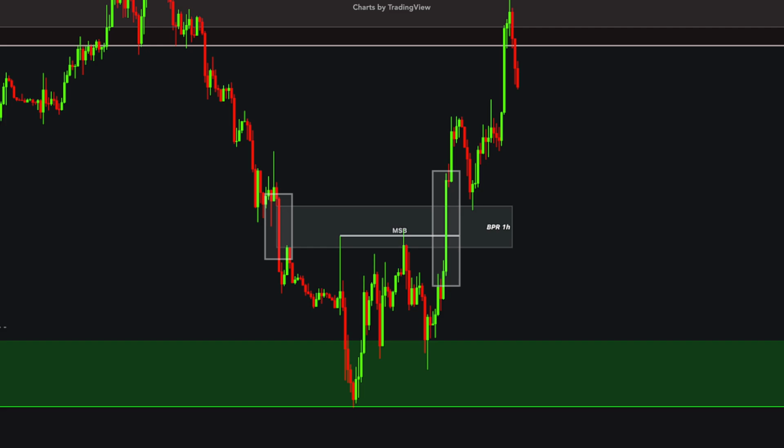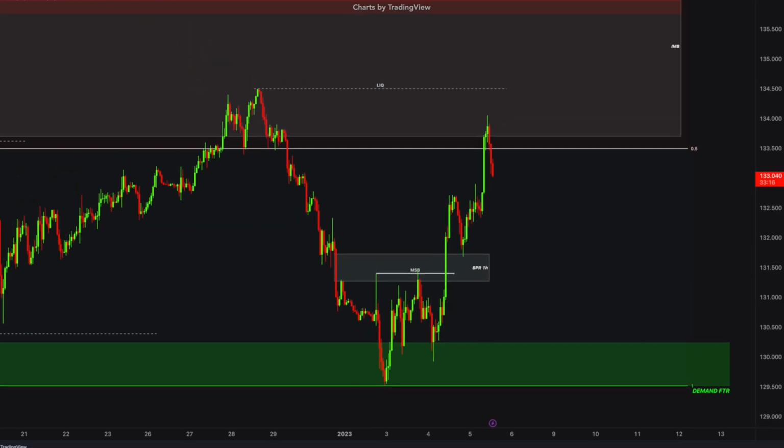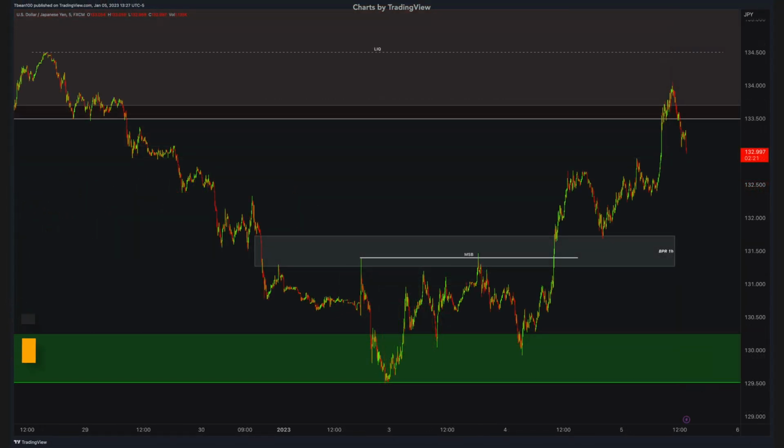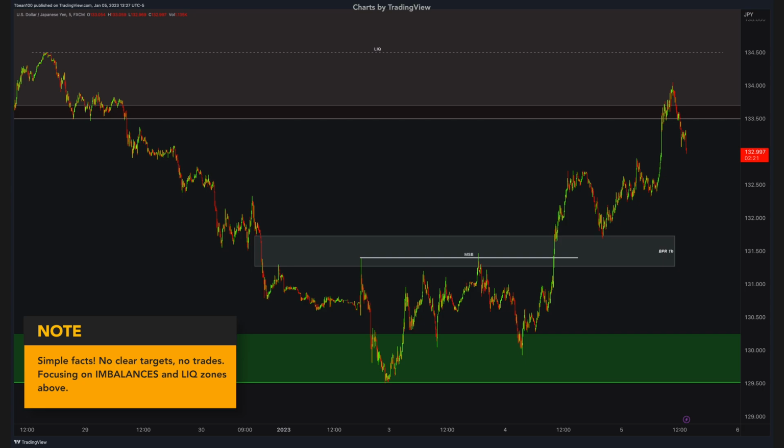The connection area between two imbalances becomes a support zone, an SR flip area. This is a BPR. Now let's focus on the 5-minute chart and see what we can do. Let's see some targets where the price can move to.